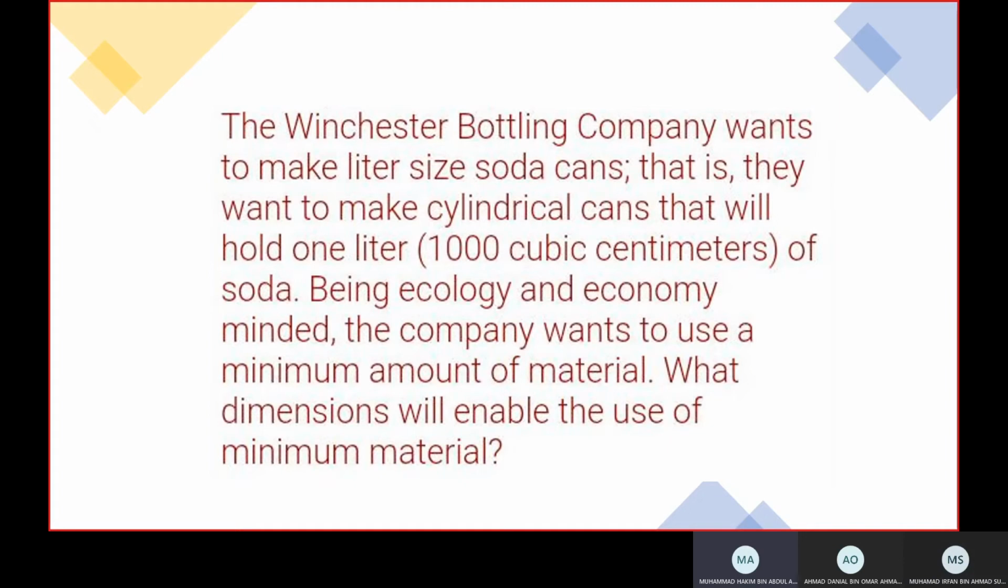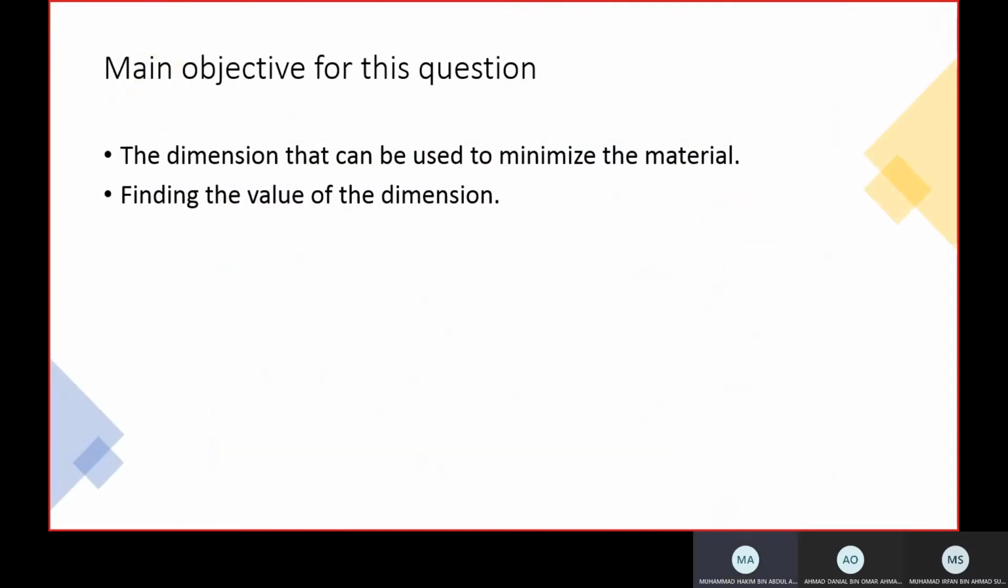Now, before we move on to the question, we need to know the main objective for this question. Okay, please go to the next slide. Thank you. The main objective for this question is the dimension that can be used to minimize the material, and we need to find the value of the dimension. We now are going to move to the equation, and I will pass it to Daniel.